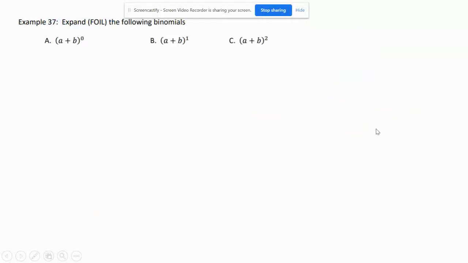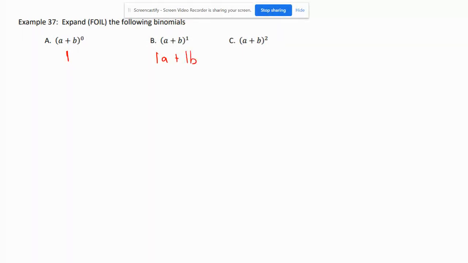Okay, example 37. The topic is called the binomial theorem, and in each of these, a plus b to the 0, a plus b to the 1, a plus b squared. Well, the part inside, a plus b, is a binomial. There's 2 terms here. a plus b to the 0 is just going to equal 1. a plus b to the 1 is just going to be a plus b. Now, I'm going to write this as 1a plus 1b, and you'll see why I'm doing this in a second.